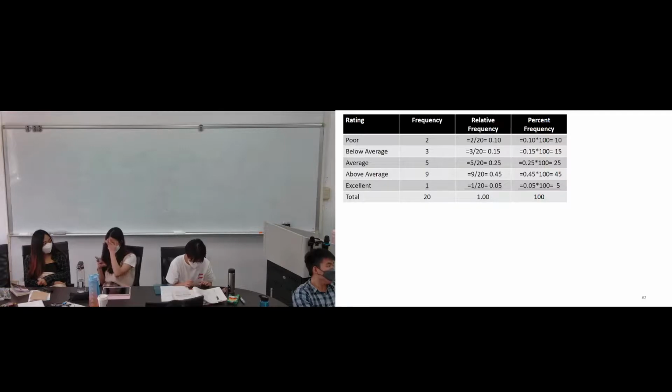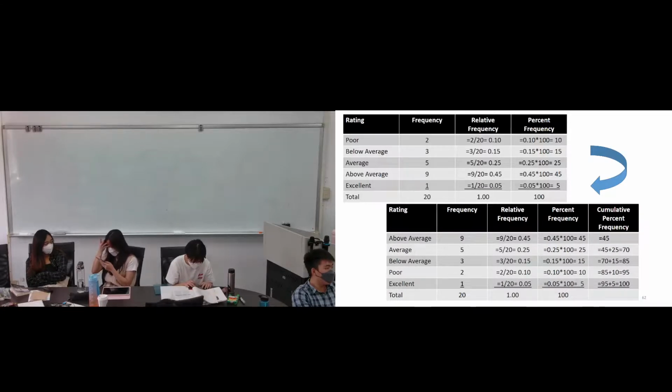Let's see the Miranda N example. We have poor, below average, average, above average, and excellent. We also construct the table, and we highlight the frequency, relative frequency, and percent frequency. Then we add one more column, the cumulative percent frequency. Again, the last entry of the cumulative percent frequency should be 100%.